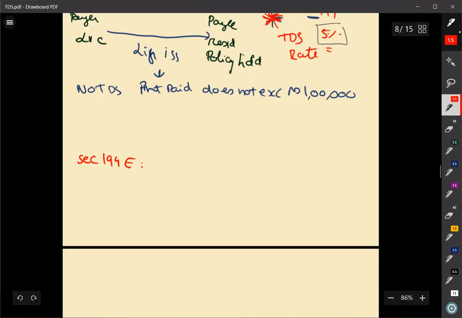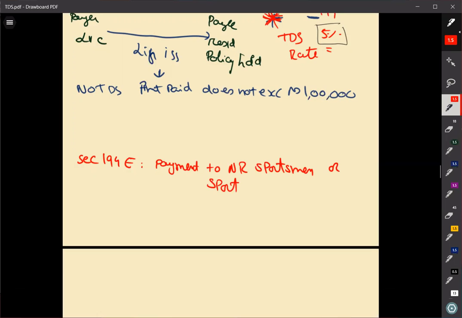First of all, to whom does this section apply? Whenever you are making any sort of payments to someone called as non-resident. Who is that non-resident? The non-resident sportsman. So he is a non-resident sportsman or sports association. So whenever you are making payment to a non-resident sportsman or non-resident sports association, then this provision is going to be applicable.